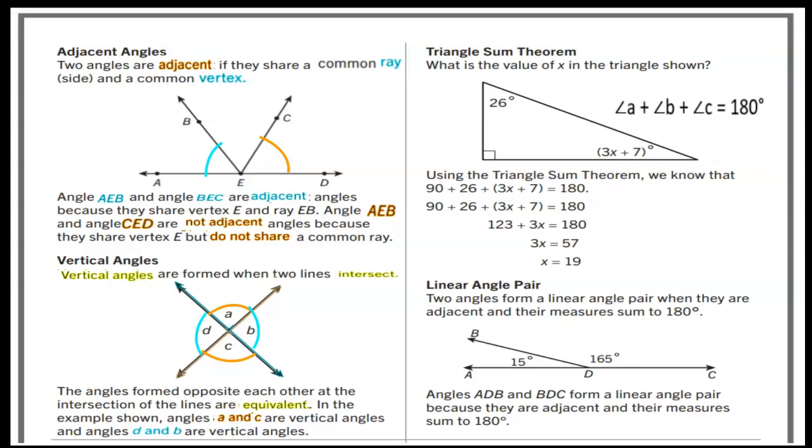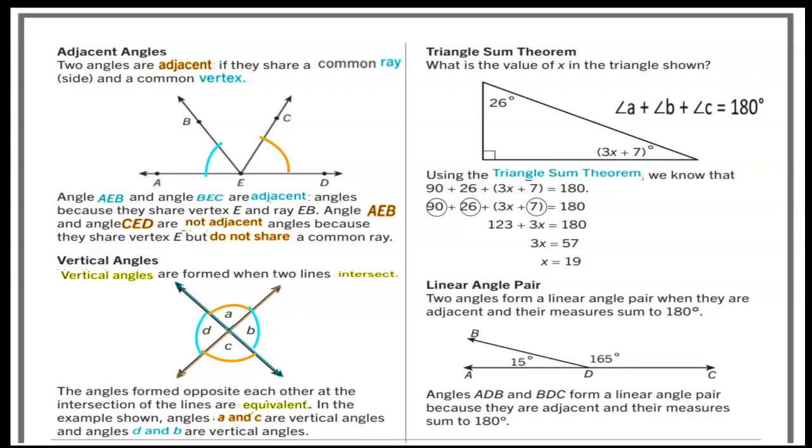We know that 90 plus 26 plus 3x plus 7 should give us 180. We want to go ahead and combine things that are alike. So remember to combine 90 plus 26 plus 7. When we combine all like terms, we're going to end up with 123 plus 3x. We're then going to subtract 123 from both sides, and that gives us 3x equals 57. We then divide 3x and 57 by 3, and that gives us x is equal to 19.